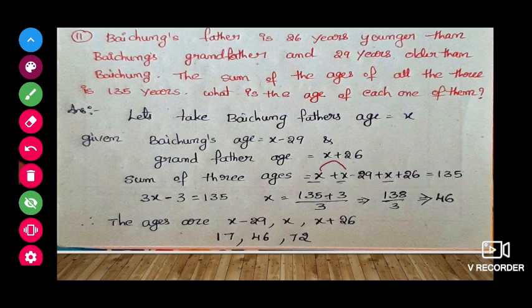Now add x, x, x. We will get 3x plus minus 29 plus 26. Here the bigger number is minus and the smaller number is plus. So minus 29 plus 26, we will get minus 3. Here 3x minus 3 is equal to 135. Now we want the value of x.